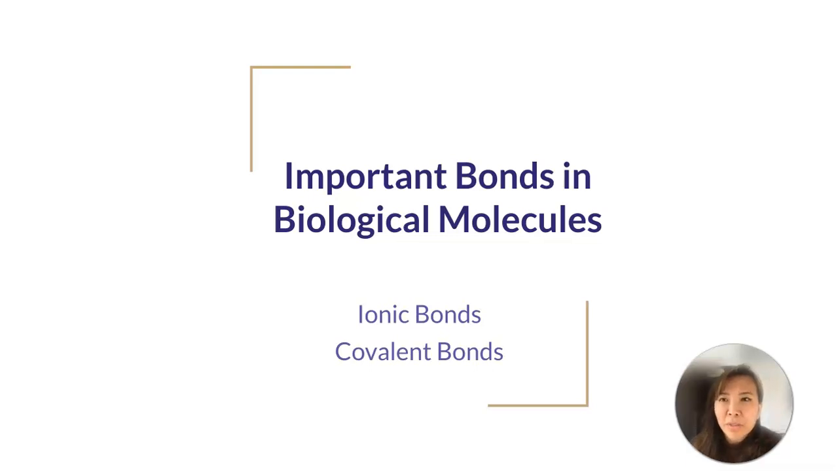Okay, so let's continue on with chapter 2, talking about the different types of bonds in biological molecules. Specifically, we're going to look at ionic bonds, covalent bonds, and hydrogen bonds.